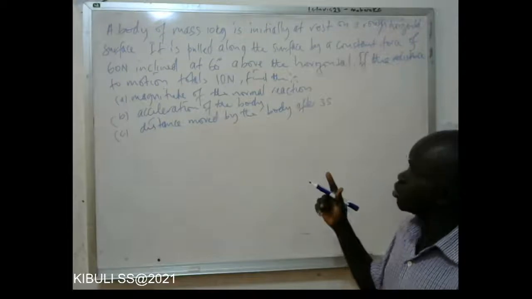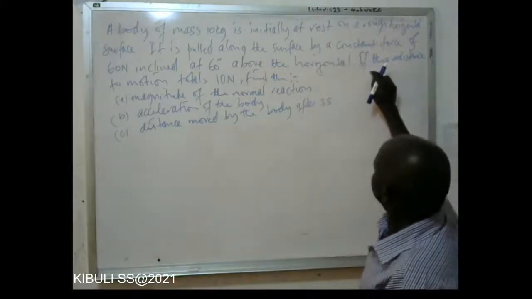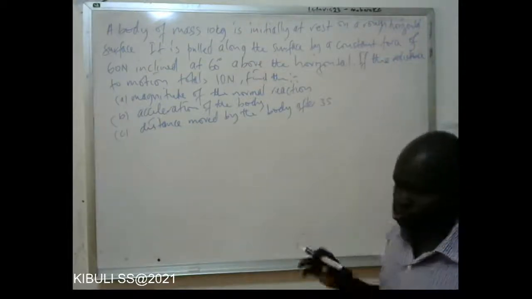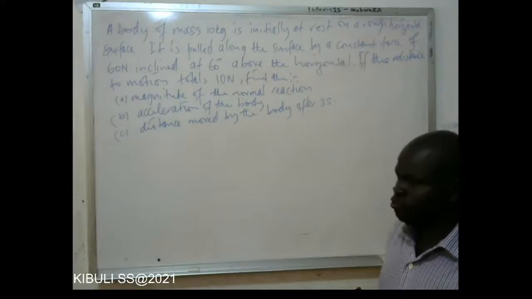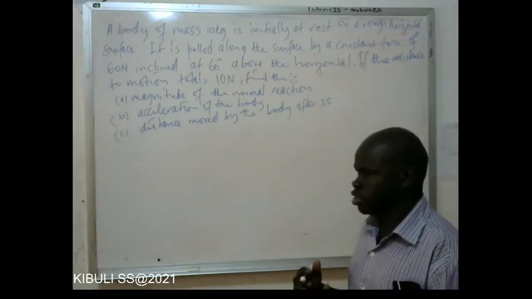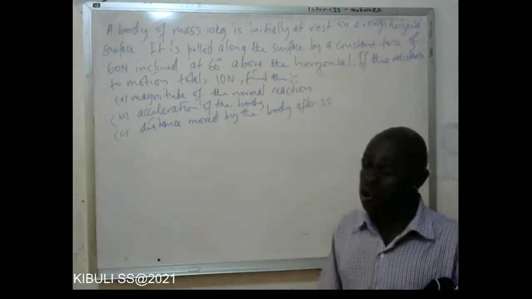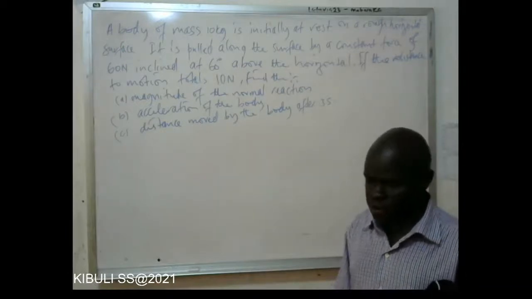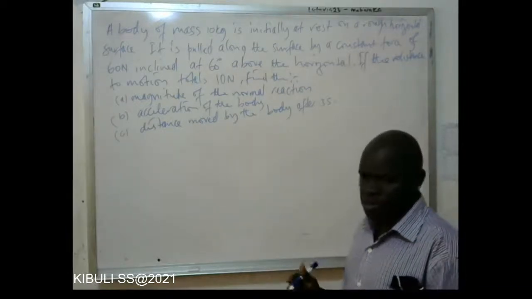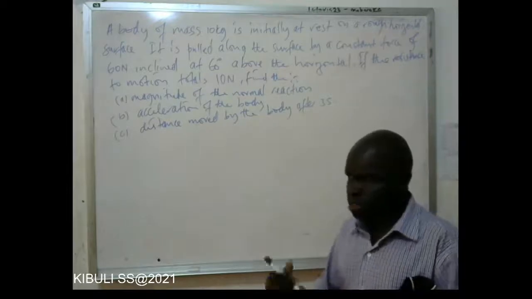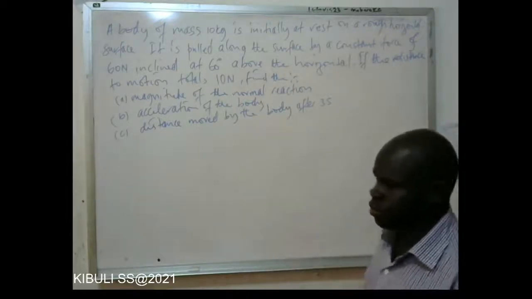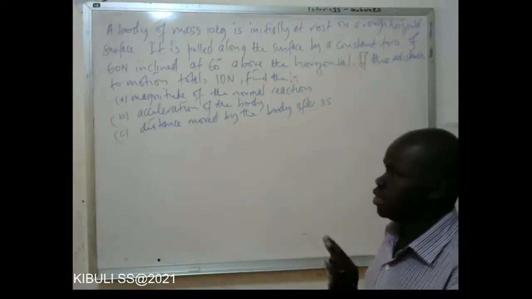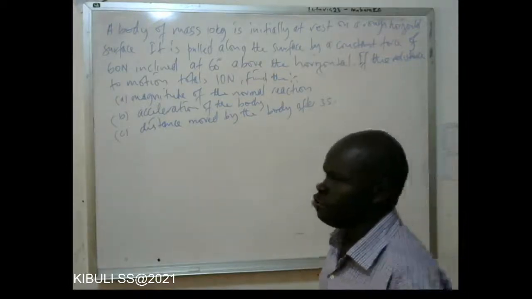So the question is talking about resistance. Remember I said that we have two opposing forces: resistance and friction. Friction acts between the two surfaces in contact. Resistance acts on the body which is moving. So the question is talking about resistance, so we must indicate resistance instead of friction.